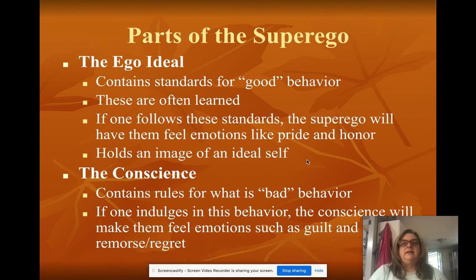All right. So on top of that, Freud said that the superego itself has two parts. The ego ideal, which contains your standards for good behavior, and then the conscience, which gives you the rules for what is bad behavior. And this is just like splitting the superego up into two parts. If you follow the ego ideal, then it makes you have pride and makes you feel honored. It's an ideal self. If you let yourself, the conscience will tell you when you're doing bad behavior and make you feel guilty or remorseful and regretful.